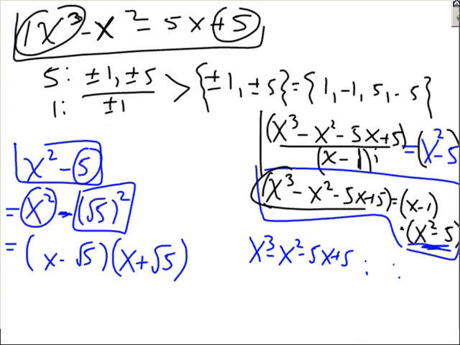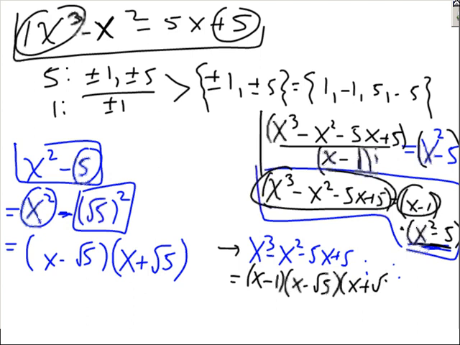We know that this, which I wrote down there, is equal to x minus 1 times x squared minus 5. But x squared minus 5 can be written this way. Now that we have linear factors, we can say what the zeros are. What are the zeros? What are the roots?